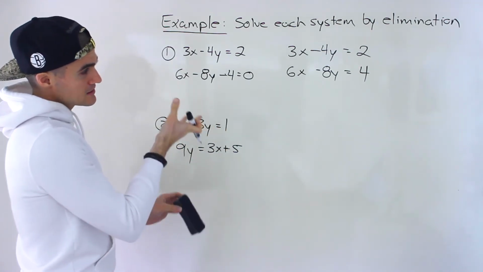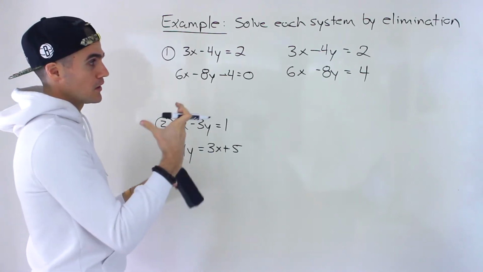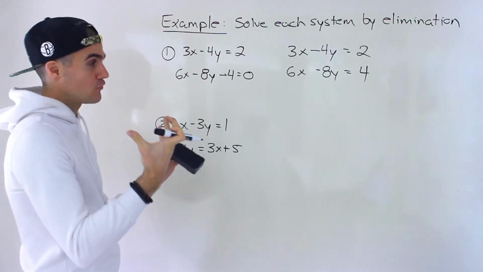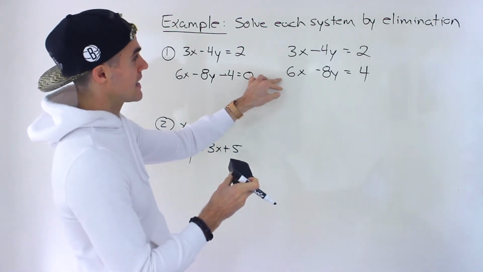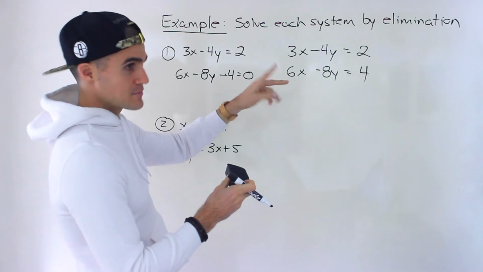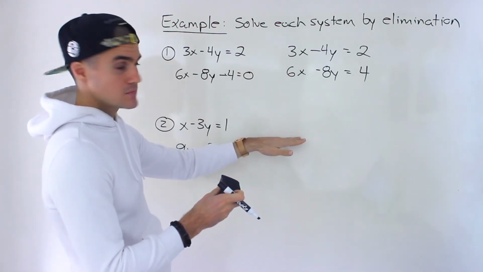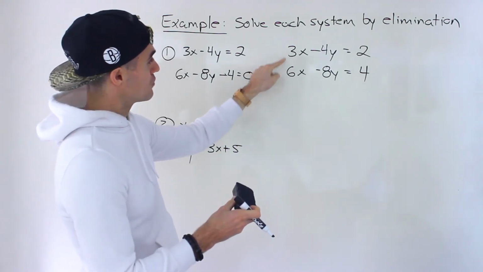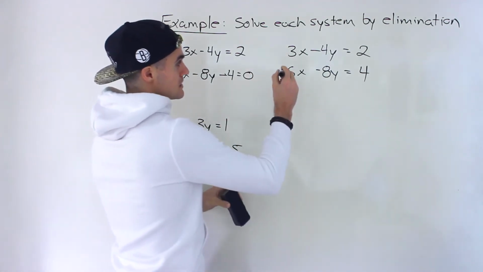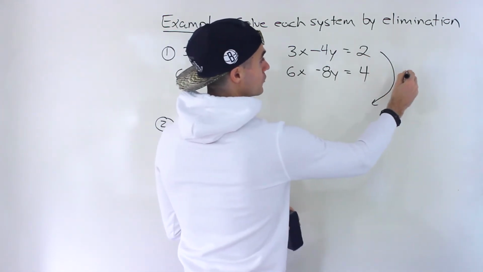We want to get rid of the x's or the y's. So we want to multiply either one of them or both of them in a way where the coefficients, let's get rid of the x's in this case, are going to be the same, or the absolute value of them are going to be the same. You could have a plus and minus, then you would add them to get rid of it. But in this case, notice that we have a 3 and a 6, so really easy to just take this line and then multiply it by 2.